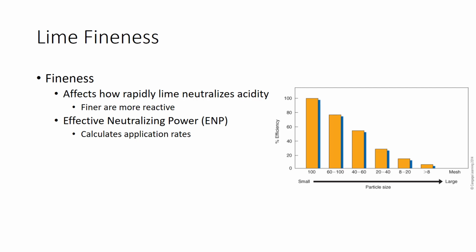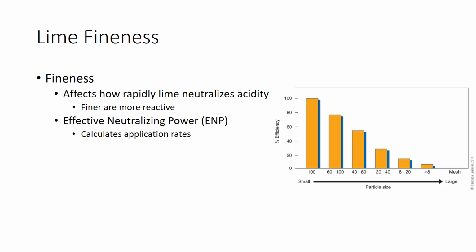For a longer lasting effect, some coarse particles are useful. Most commercially available ag limes contain a range of size particles to ensure a rapid and prolonged effect. Particle size is measured by passing them through various sizes of wire mesh sieves, ranging from 8 mesh screens to 100 or higher mesh screens.